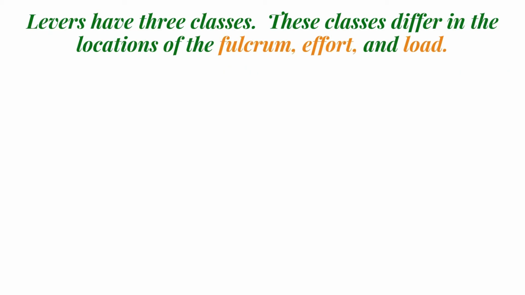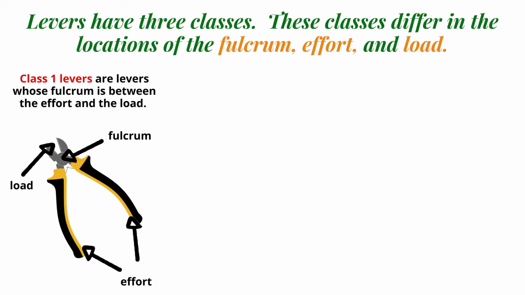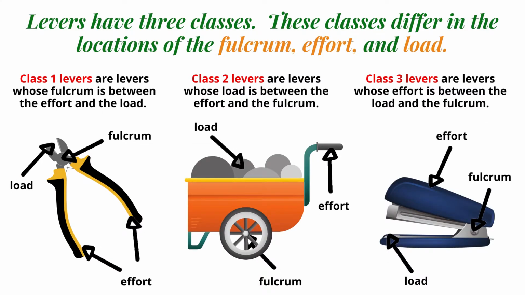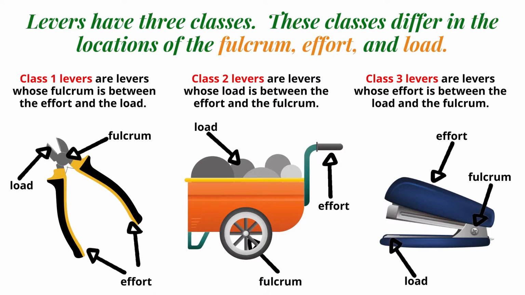Levers have 3 classes. These classes differ in the locations of the fulcrum, effort, and load. Class 1 levers are levers whose fulcrum is between the effort and the load. Class 2 levers are levers whose load is between the effort and the fulcrum. Class 3 levers are levers whose effort is between the load and the fulcrum.